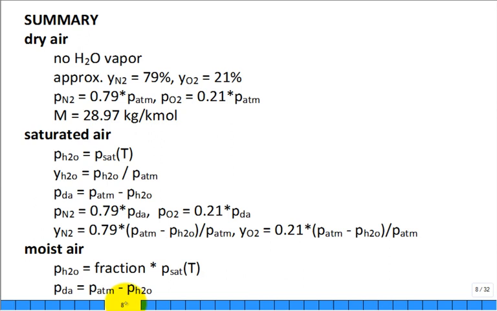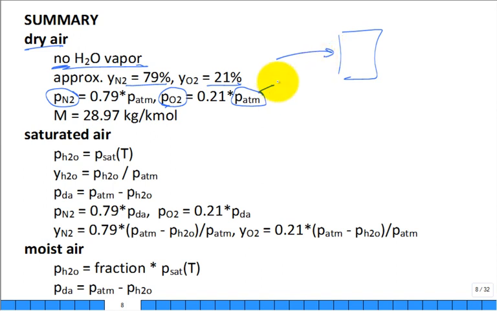In summary, there's a lot we've already covered. Doesn't feel like it, but we've talked about dry air. No water vapor in dry air. It's approximately 79-21% for the mole fractions. That's how you get the partial pressure of the nitrogen and the partial pressure of the oxygen in that dry air mixture. Now, this could be 1 atm or 100 kilopascal, but if I took a compressor and boosted it and put it into a tank and now it's 500 kilopascal, the same equations work, even though I may have boosted the pressure. Okay, and we have our molar mass of dry air.